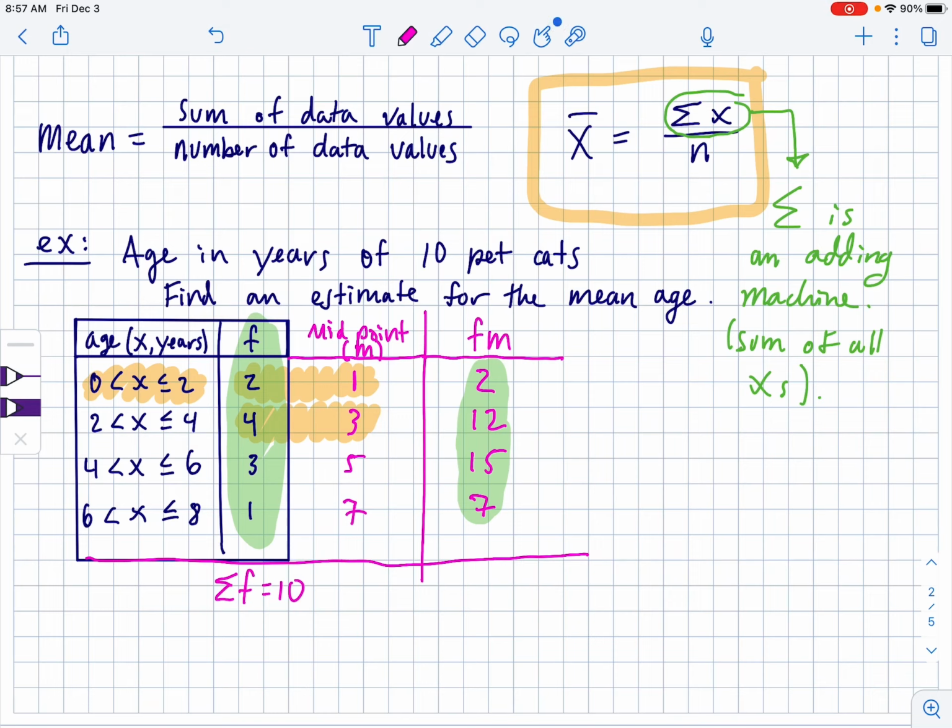We have to total up the FMs as well. So this is sigma FM. 2 plus 12 is 14, plus 15 is 29, plus 7 is 36. So then your mean is going to be sigma FM. It's the total of all the midpoints times the frequencies added together, divided by the total number of data, which is sigma f, all the frequencies added together. So this is 36 over 10, so this is 3.6. So that means the average cat is 3.6 years old.